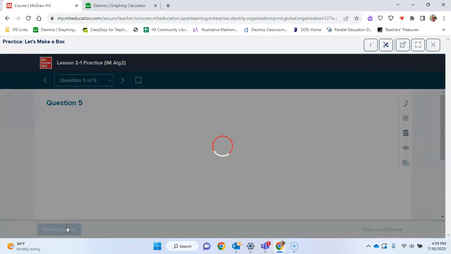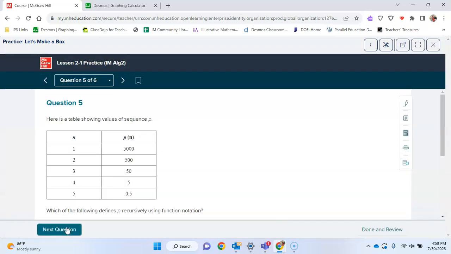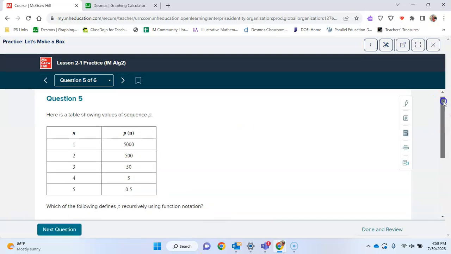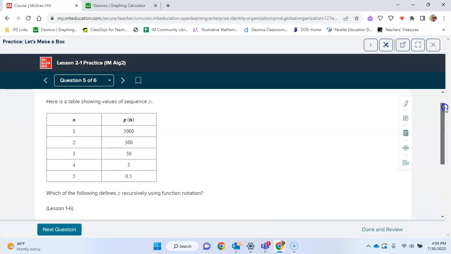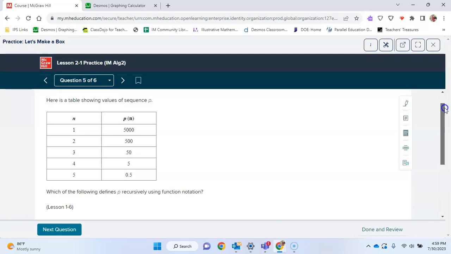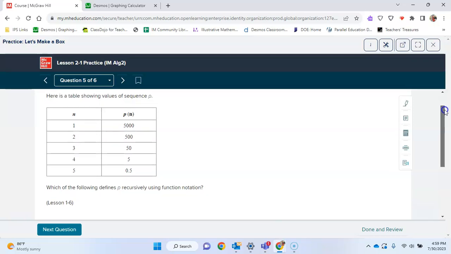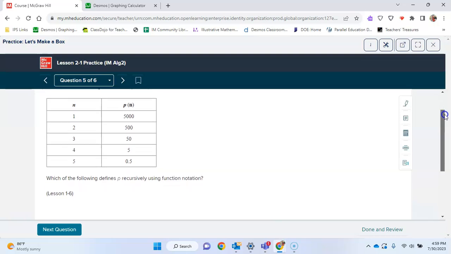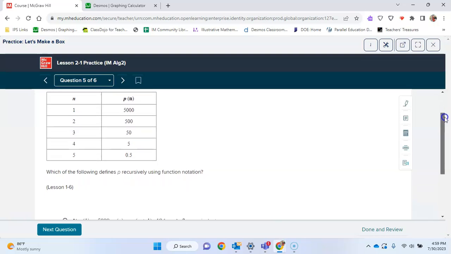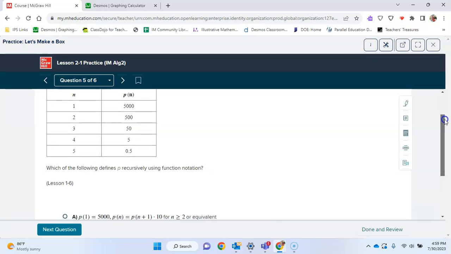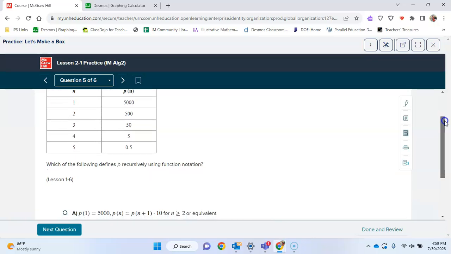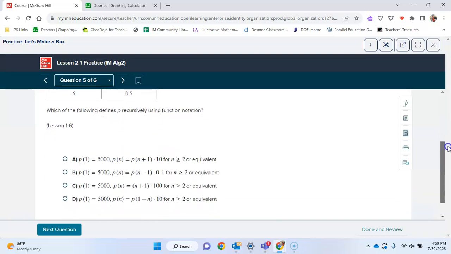Question 5. Here's a table showing values of sequence P. You can see it starts out at 5,000, and then it looks like each time they divide by 10. 5,000 divided by 10 is 500. 500 divided by 10 is 50. 50 divided by 10 is 5. 5 divided by 10 is 0.5. Which of the following defines P recursively using function notation?